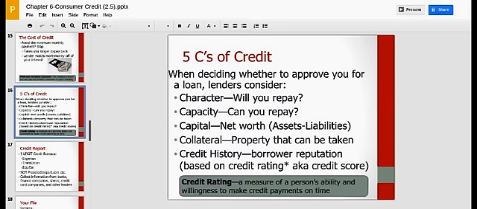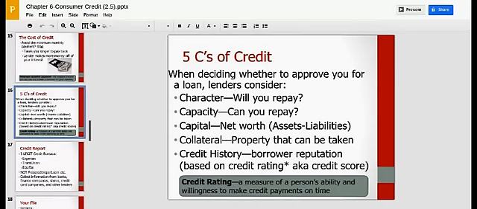Thirdly, they look at capital. That's your net worth. Remember, your assets minus your liabilities. That's saying if you were to lose your income, can they take some of your assets away so you can still repay your loan? Collateral. All right. This is looking at property that can be taken. If you start failing to repay, the lenders will start just taking your property. So they look at what collateral do you have just in case you stop paying.